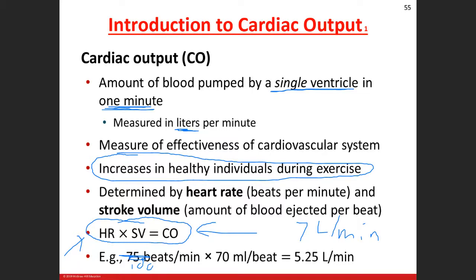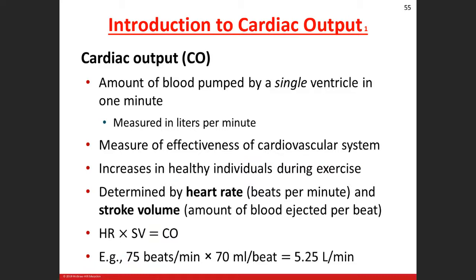You don't have to remember it, you just understand it. If you understand the equation, your heart rate increases, so does your cardiac output. If you increase your stroke volume, will you not increase your cardiac output? If you go from 70 milliliters to, let's say, 80 milliliters, you're going to increase your cardiac output. So just let the numbers do the talking.